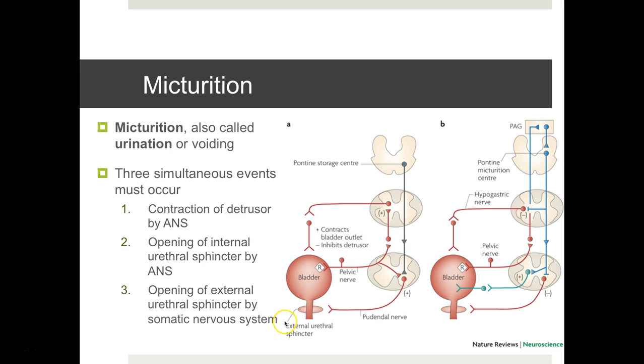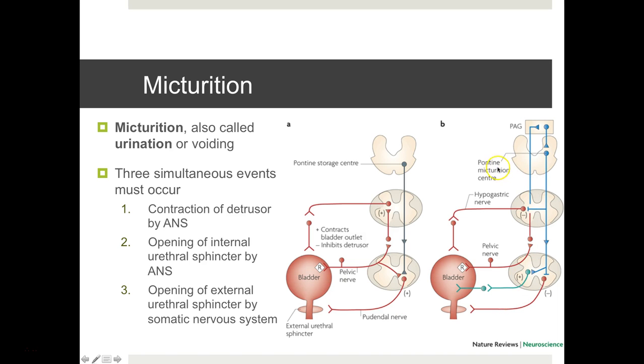What these two nerves are doing are promoting continence. So having self-control of our bladder. And we simultaneously are going to inhibit the contraction of the detrusor muscle that is within the urinary bladder, so we can hold our urine.